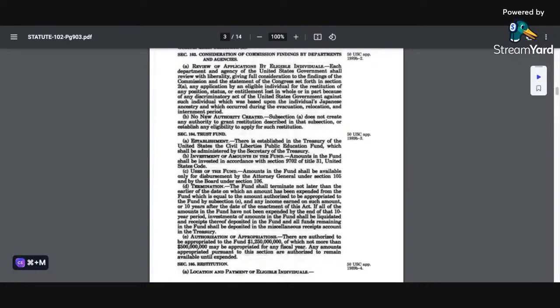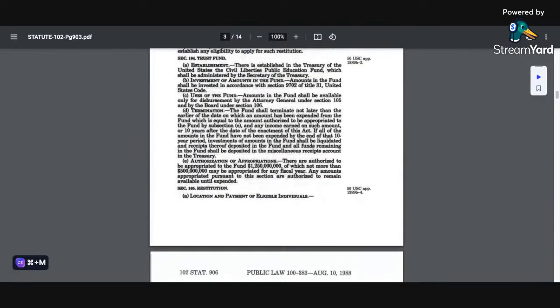Section 104, Trust Fund. A. Establishment. There is established in the Treasury of the United States the Civil Liberties Public Education Fund, which shall be administered by the Secretary of the Treasury.